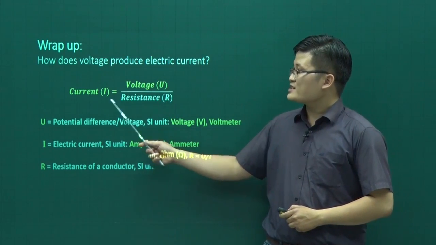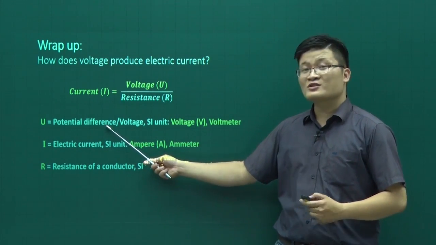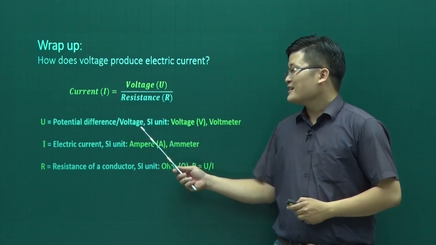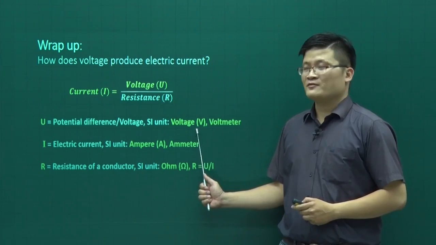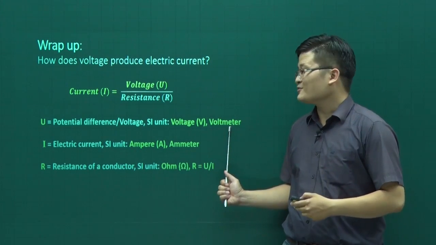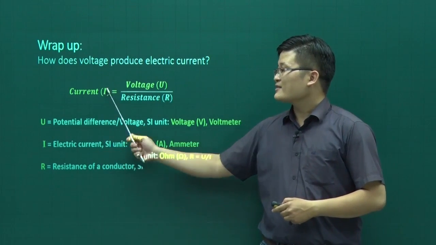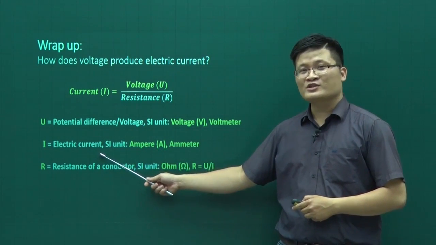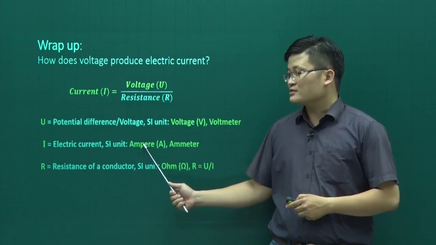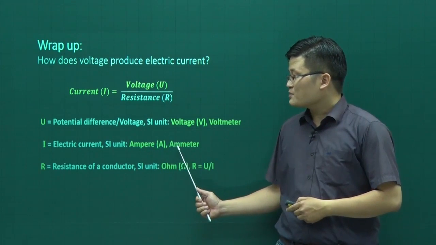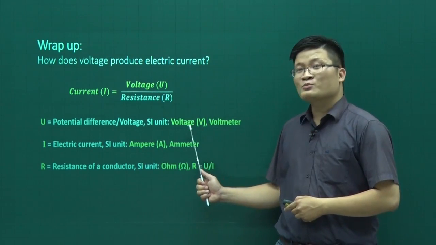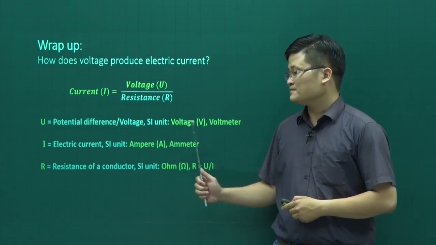Here U is the potential difference between the two ends, or the voltage across the two ends. The voltage is measured in volts, V, and we use a voltmeter as a device to measure the voltage. I is electric current, which is measured in ampere, and we use an ammeter to measure the current. The ammeter should be in series with the conductor, and the voltmeter should be in parallel with the conductor.